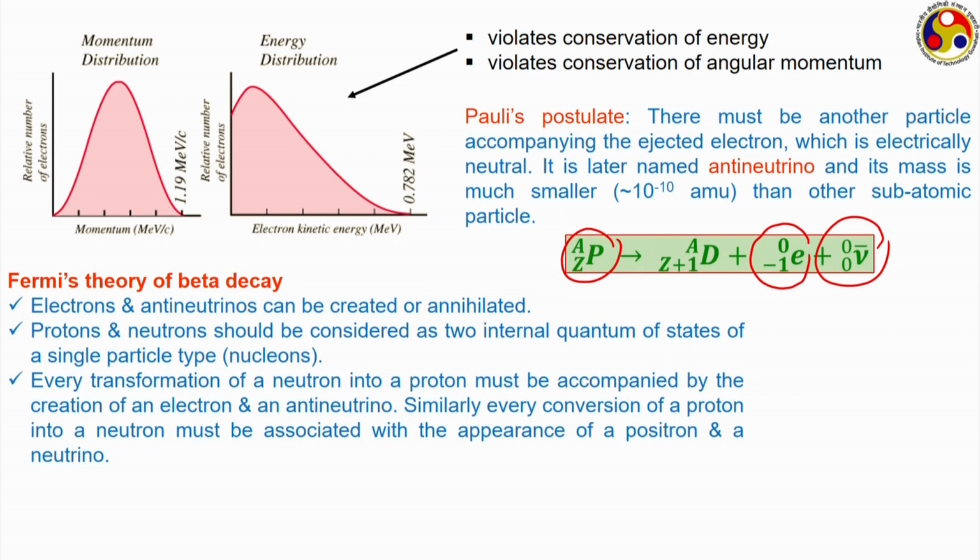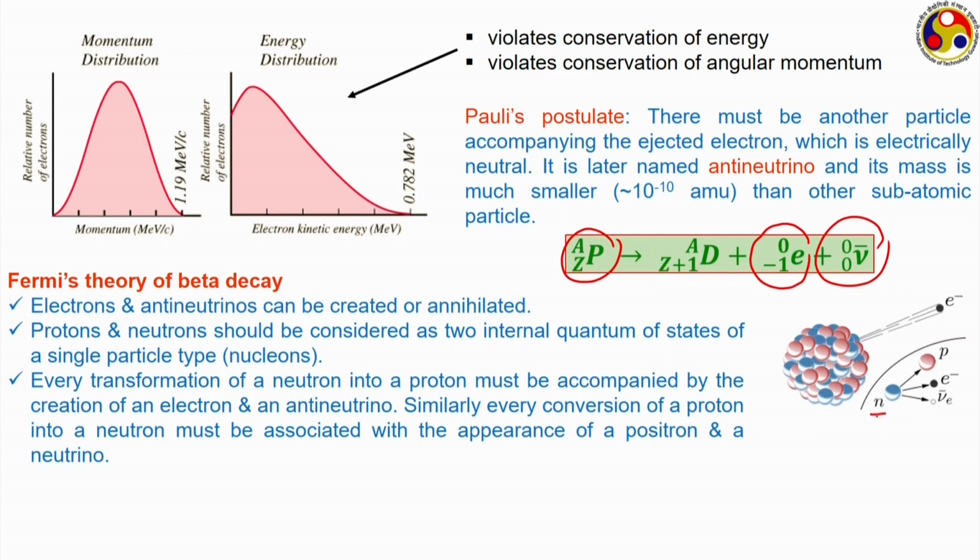And the third point that we can get from Fermi's theory is that every transformation of a neutron into a proton must be accompanied by the creation of an electron and an antineutrino. Similarly, in the reverse process, when a proton is converted to a neutron, that also must be associated with the appearance of a positron, which is the opposite particle of the electron, and a neutrino, or it can also correspond to the disappearance of one electron and the antineutrino. This now should be the correct way of representing beta decay.